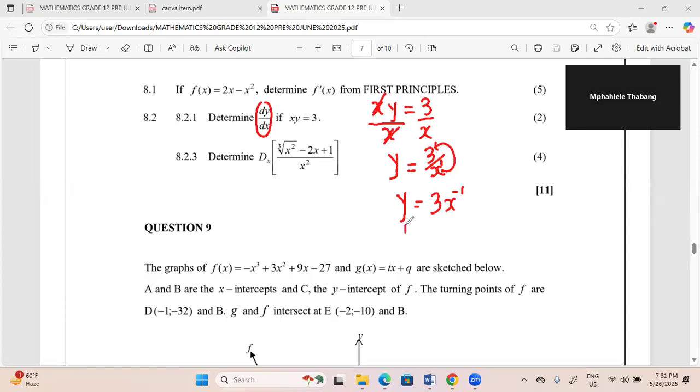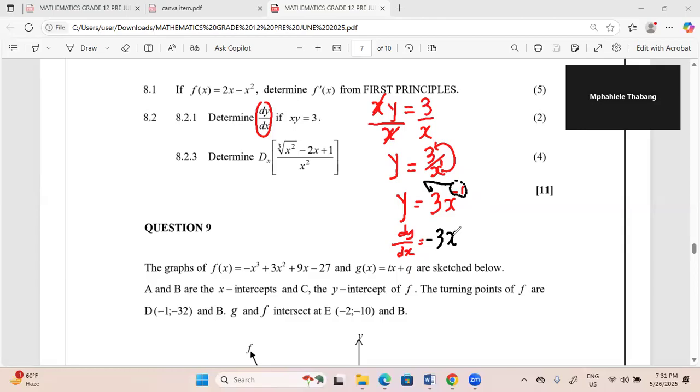You say dy over dx. Just in case you forgot how to derive: when you derive, you take your exponent, in this case it's -1, and you multiply it with the coefficient of x, the number before x, which is 3. So you say -1 times 3, -3. You must keep your variable x. So you keep your variable x.